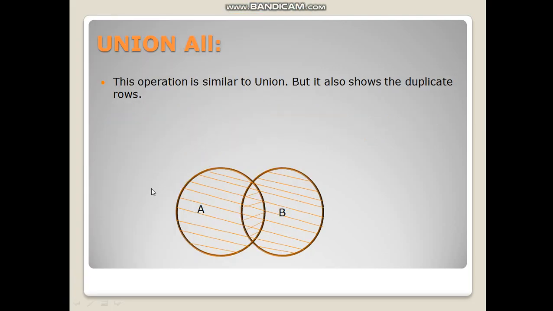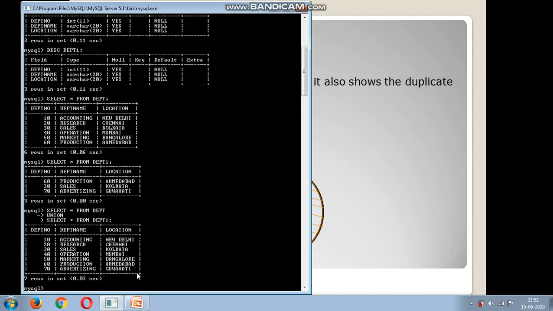Now there is another operation called union all. What is union all? Union all is the same as union, but it also repeats the duplicates. In the previous one, we saw that even if there are records with department number 60 and 30 in both tables, they are not repeated. But if you write union all, it will show you the duplicate values also.